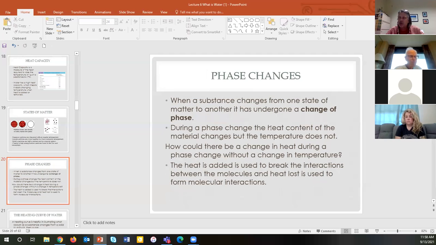Same amount of energy to melt and freeze, to condense and boil. It's just positive or negative. So the phase changes would be the heat of fusion and the heat of vaporization. If it's positive heat of fusion, then you're melting. If it's negative heat of fusion, then you're freezing. If it's positive vaporization, you're boiling. If it's negative vaporization, you're condensing.